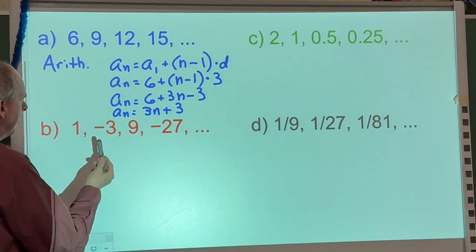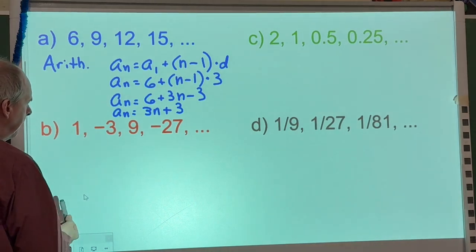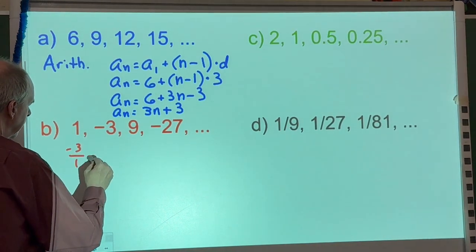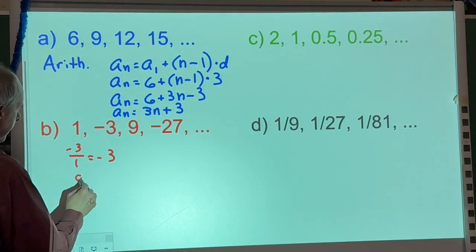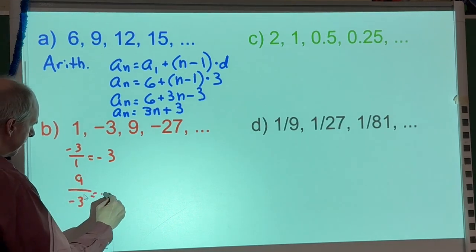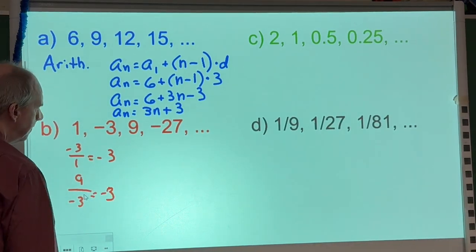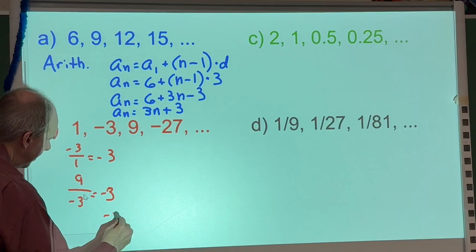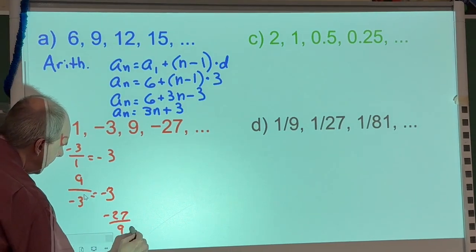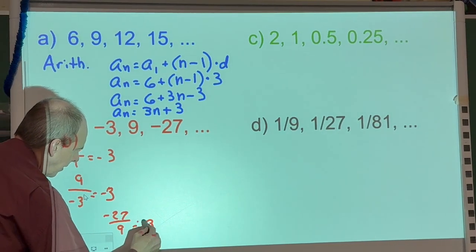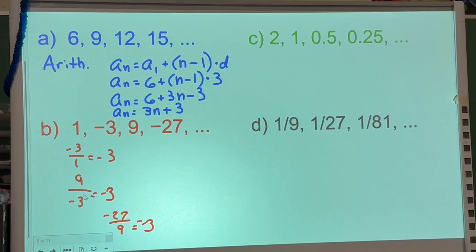Let's see if we have a common ratio. Negative 3 divided by 1 is negative 3. 9 divided by negative 3 is negative 3. Negative 27 divided by 9 is negative 3. That makes that our common ratio.